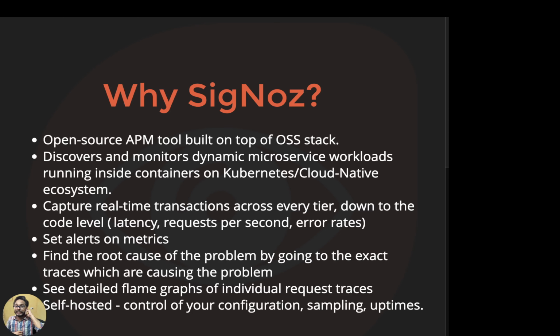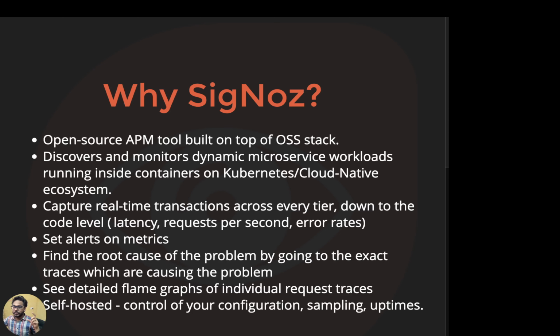And it uses OpenTelemetry for observability, and you can set alerts on metrics depending on your performance expectations, and you can find the root cause of a problem by going to the exact traces which are causing the problems. Another thing is SigNoz really gives an amazing flame graph of individual request traces. So you can drill down on those details, and you can also check the error rate of a particular service or the code, and how many times it is failing.